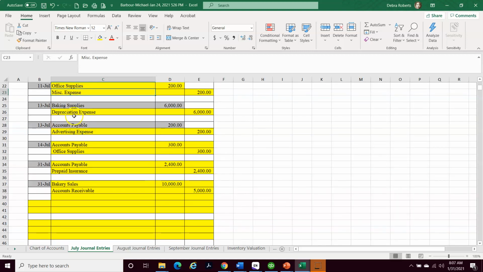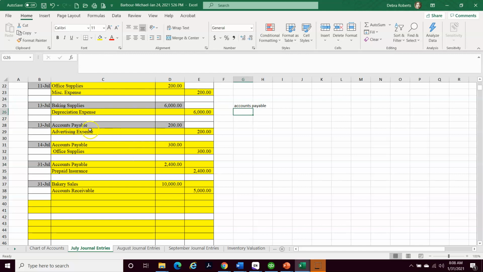The same here. I'm not sure why depreciation expense was used here. There's no reason to decrease your depreciation expense. There's no need to record a depreciation expense. What you're recording here is the purchase of office supplies on account. So I don't see accounts payable. I don't see any kind of obligation.